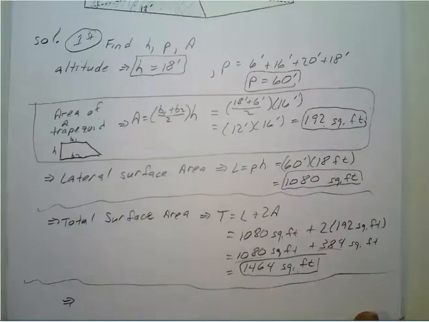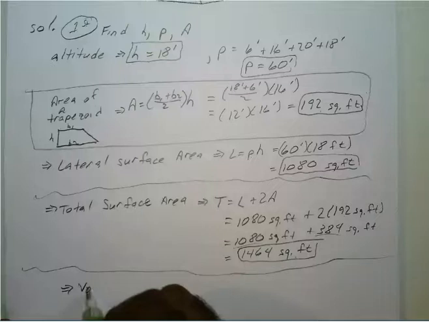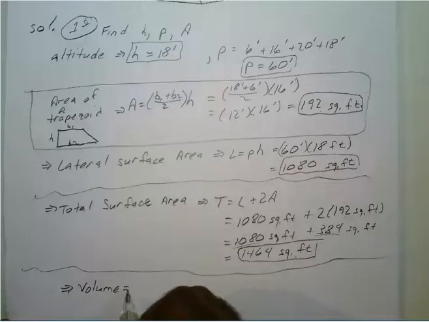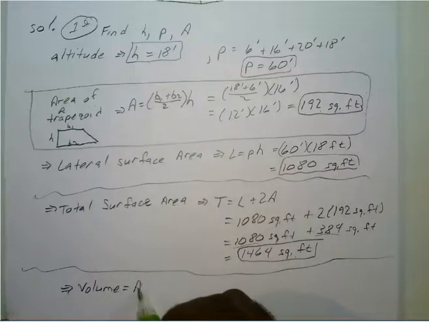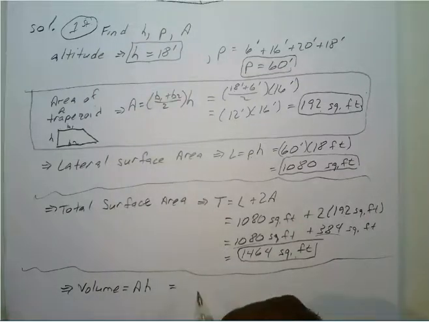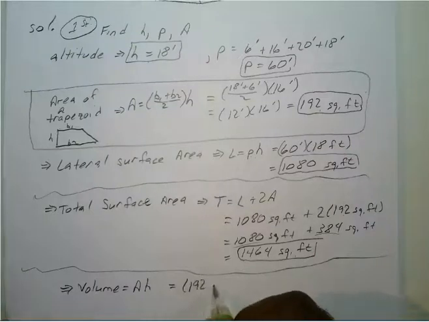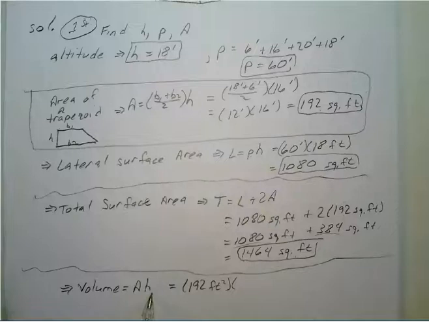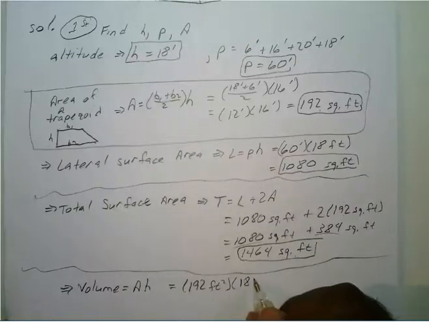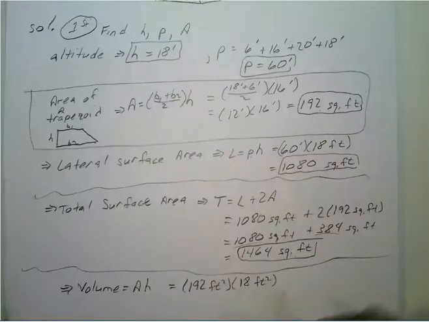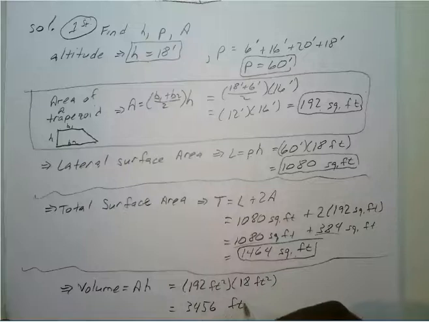Okay, so remember your volume is equal to the area of the base times the altitude. So the area of the base is 192 square feet times the altitude, which is 18 feet. So that means our volume would be 3,456 cubic feet.